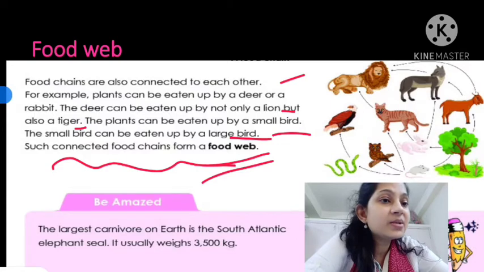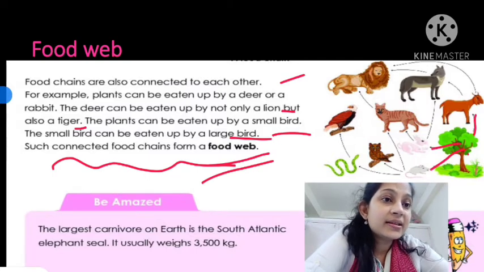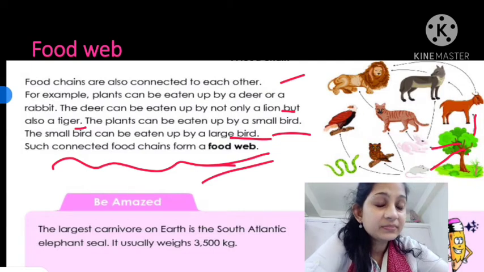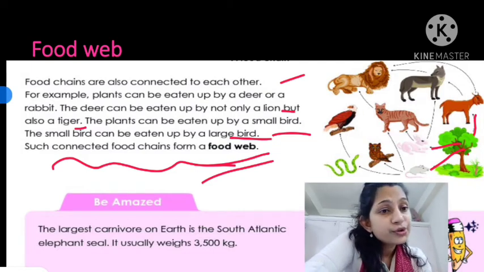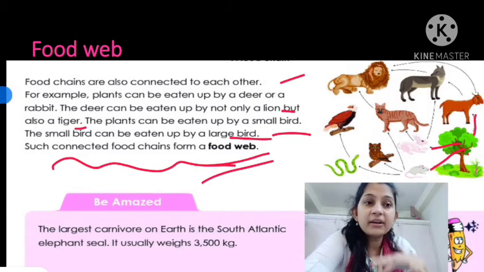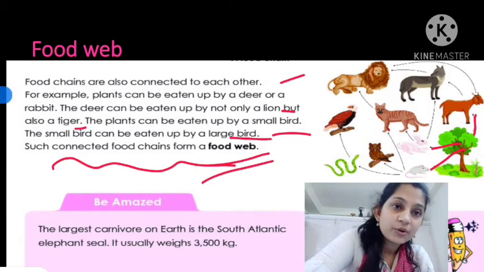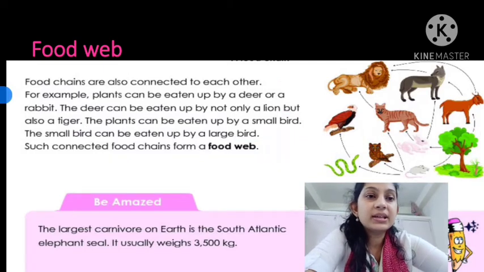Yes, you can see in this picture, the plant source is there, then those eating plants: a goat is there, a rabbit is there, and a rat is there. Then this rabbit is eaten by two different animals. This mouse is eaten by three different animals. Like that, various food chains are connected with one another to form a very big network that we call a food web. This is what a food web actually is.